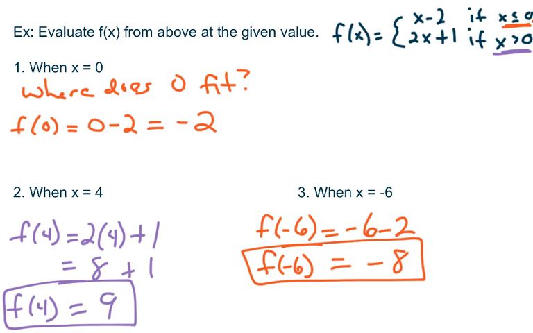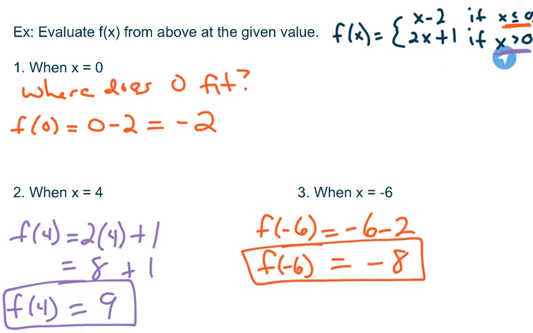So when it comes to evaluating, we just need to figure out where the x value fits in our intervals. If the number they're giving you is less than or equal to 0, then we use the top one. If x is greater than 0, then we use the bottom one. Are these intervals going to be the same every time?